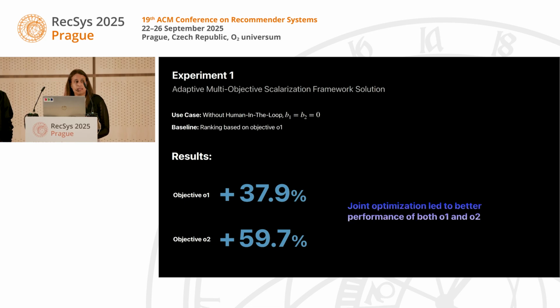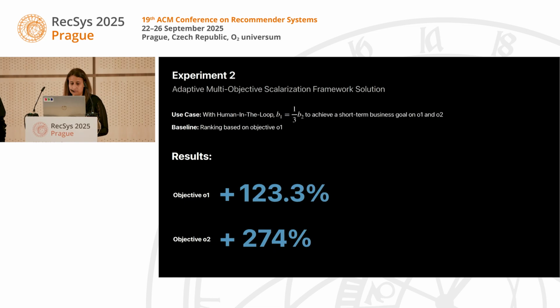But what really surprised us is that the lift is on both objective O1 and objective O2, even though we're comparing against a baseline that is optimizing only for O1. Our hypothesis is that we achieve that because we're leveraging information of O2 that helps us escape local optima of objective O1.